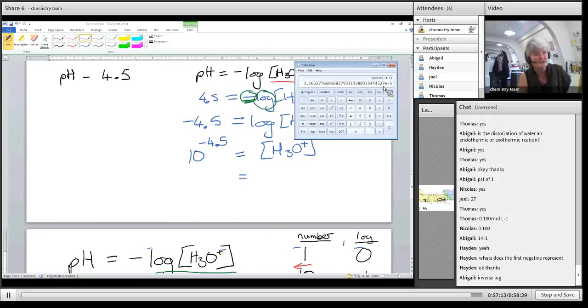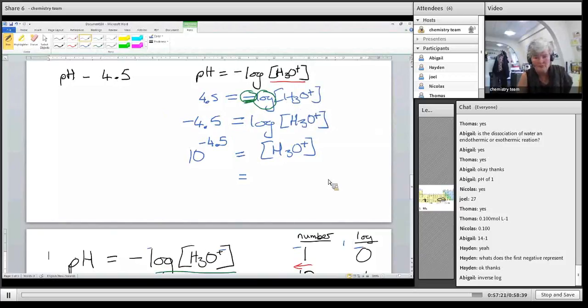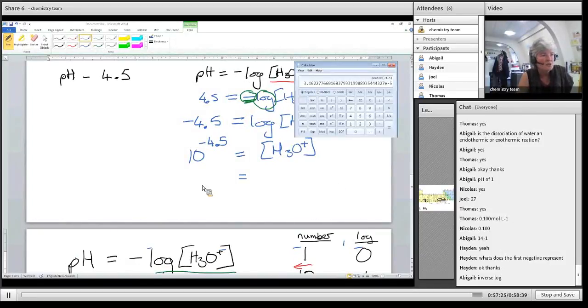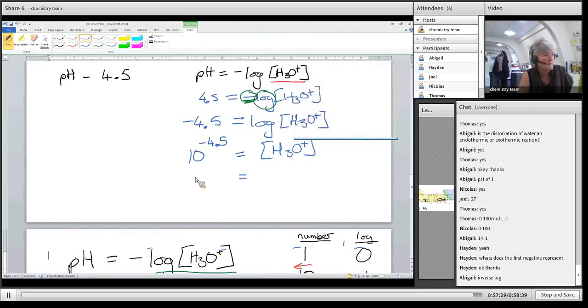I hope you can see that, 10 to the minus 5. So now I have got 3.16 times 10 to the minus 5. Okay, so that's my hydronium ion concentration.